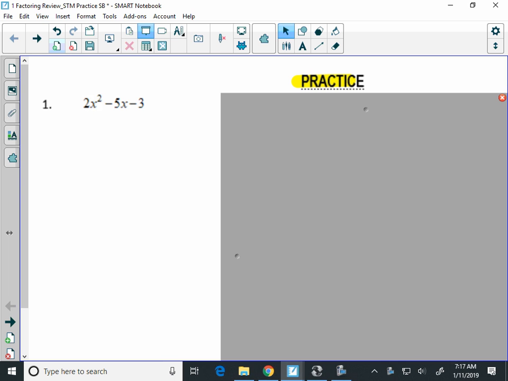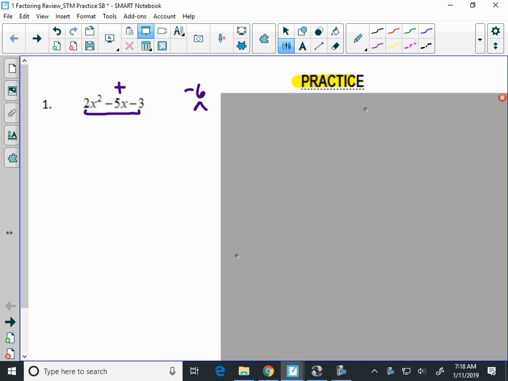When you split the middle, remember that your first step is to multiply the leading coefficient with the constant. So 2 times -3. That multiplies to -6. Now you're going to find 2 numbers here that multiply to -6 and add to -5.